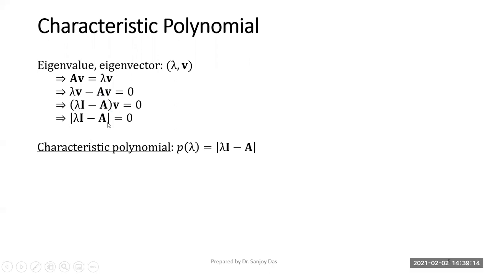Now the determinant contains this lambda, so it will be some polynomial in lambda, P of lambda. Okay, and this polynomial, which is the determinant of lambda I minus A, is called the characteristic polynomial. The eigenvalues of A are the roots of this characteristic polynomial.